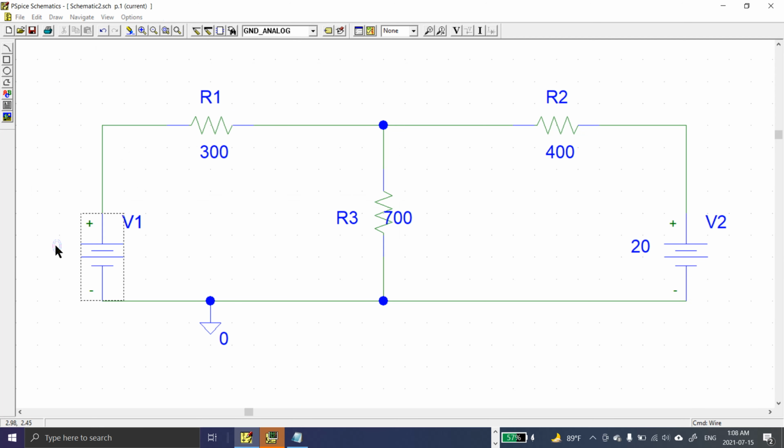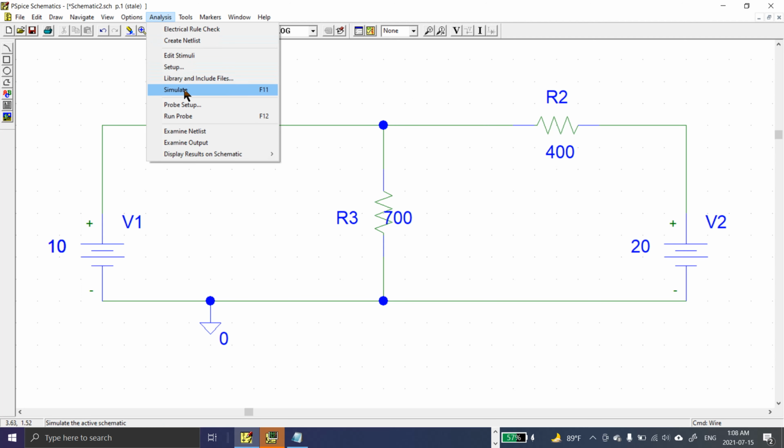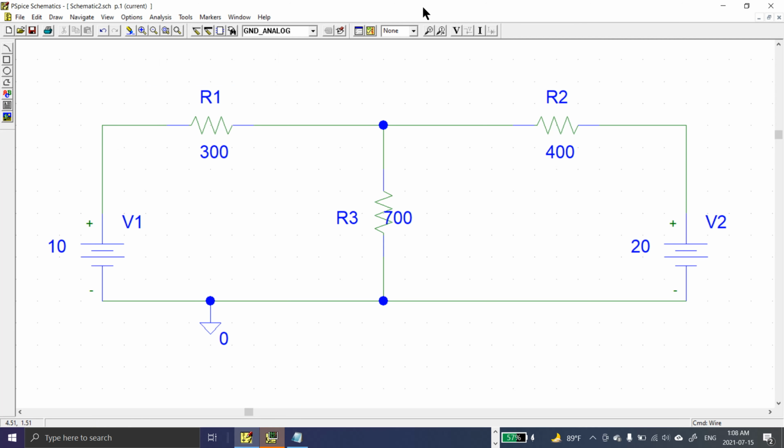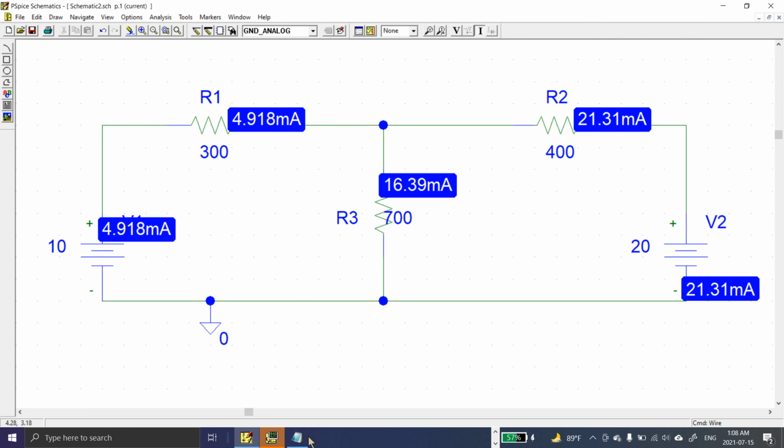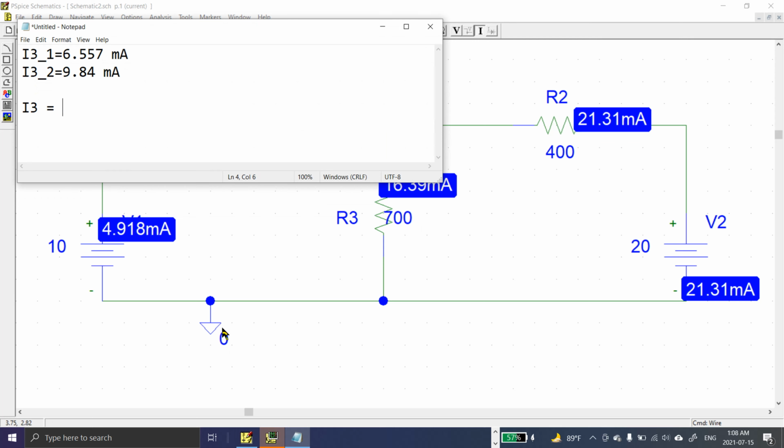Now we will simulate both together. So if I simulate both together, I get 16.39 milliampere. So I3 total equals 16.39 milliampere, which is obviously the sum of the first two individual contributions of the voltage sources. And thus the superposition principle is proved here because the individual contributions are equal to the total. And hence we have verified the circuit.